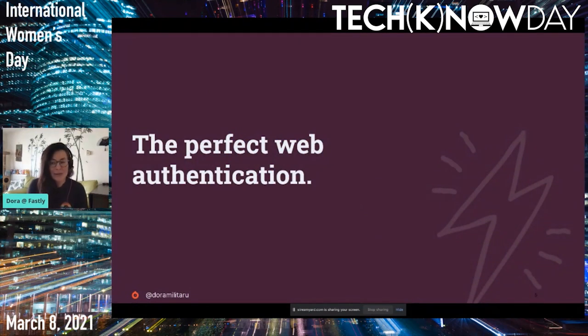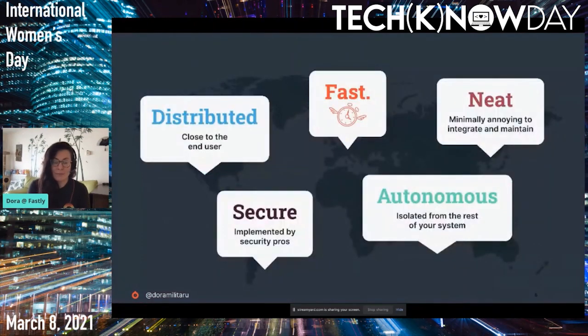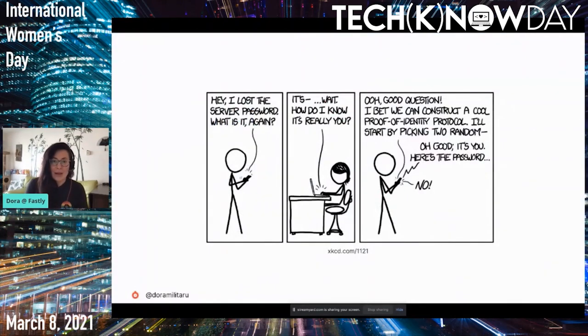To understand how to fix it, I suppose I better start with telling you what I think the perfect web app authentication should be. It should be distributed, it should be close to the end user. It should be isolated from the rest of your system and secure, implemented by security professionals who also maintain it ideally. It would be fast and also minimally annoying to integrate and maintain, and it would expose as small as possible a surface area for integration with your system so you can focus on building really cool stuff. So that's the perfect web app authentication.